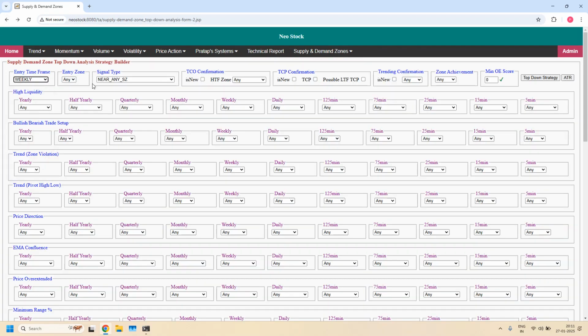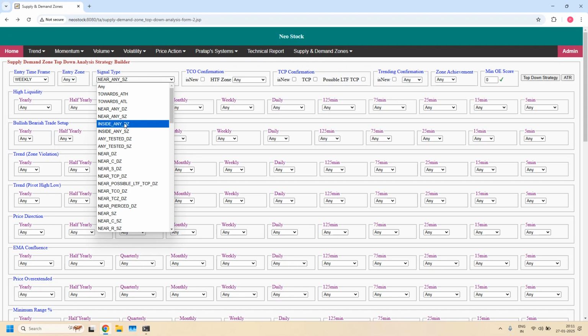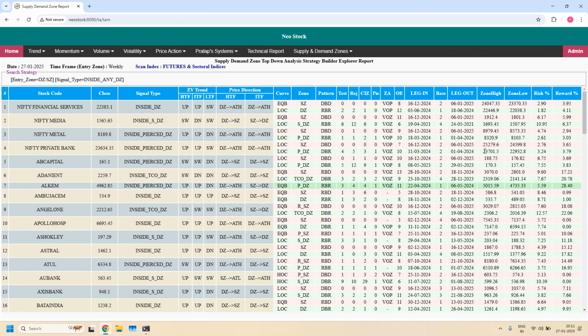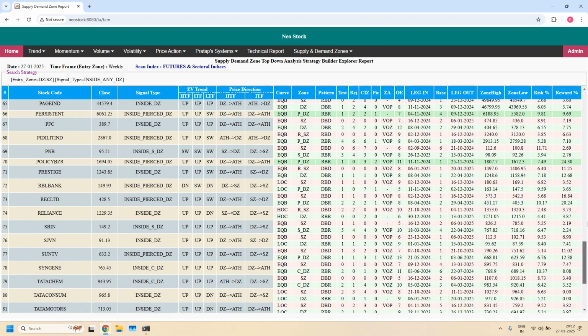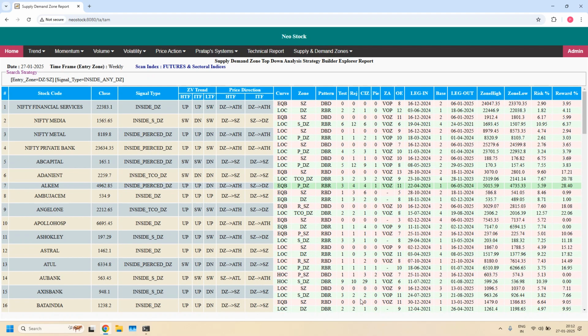Next, weekly time frame. Price closed inside the weekly demand zone. We got 91 stocks. First 16 stocks in the list. Quickly scroll the list down for reference purposes. Later I will further filter with EMA Confluence.